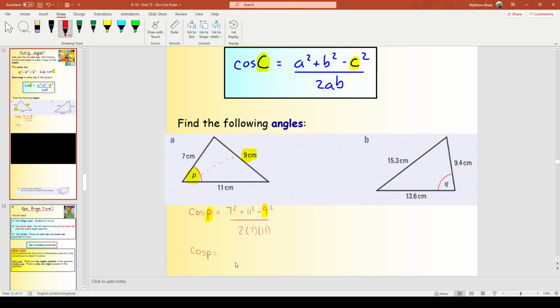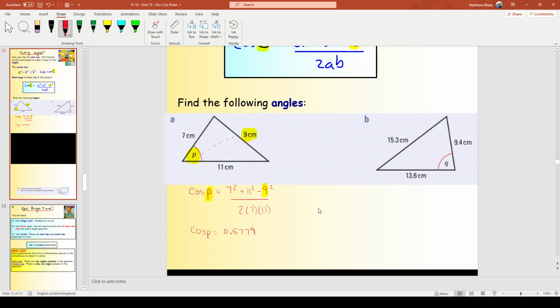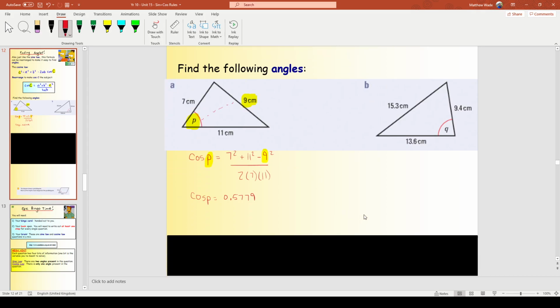So let's do it. So this button, first fraction button, 7 squared plus 11 squared, take away 9 squared, push down to get to the bottom of the fraction, 2 bracket, 7 close bracket, open bracket, 11 close bracket, and you're going to get 89 out of 154, or 0.5779. Okay, now that's clearly not an angle. What are we going to do to get an angle then with it, buddies?